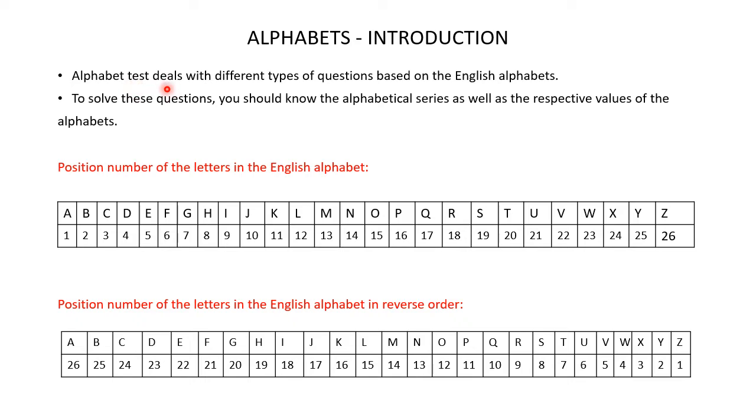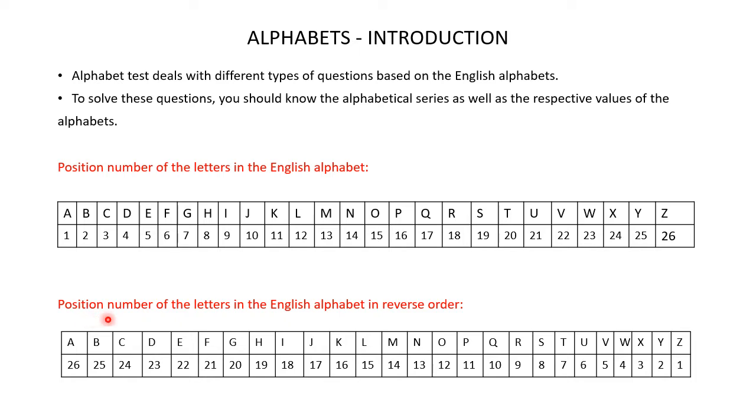Alphabet test deals with different types of questions based on the English alphabets. To solve these questions, you should have a basic knowledge of alphabets. You should know the alphabetical series as well as the respective values of the alphabets. You should know the position number of the letters in the English alphabet. Look at this table. This table shows the position number of the letters in the English alphabet from A to Z, where A is equal to 1 and Z is equal to 26. Memorize this table and be perfect with the position values of the different letters of the English alphabet.